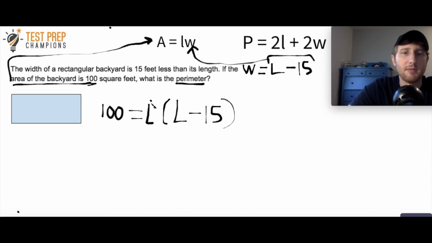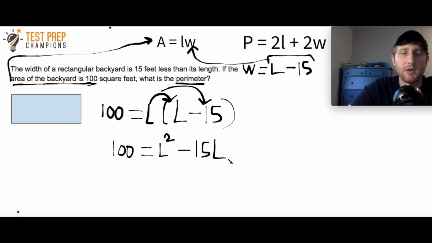And what I'm going to do now is take this L and distribute. So in other words, I'm going to do L times L, and that's just going to be L squared. And I'm also going to distribute it over to this negative 15, so that will be minus 15L. Okay. Now what I want to do is subtract the 100 over to this side here. So I now would have L squared minus 15L minus 100.